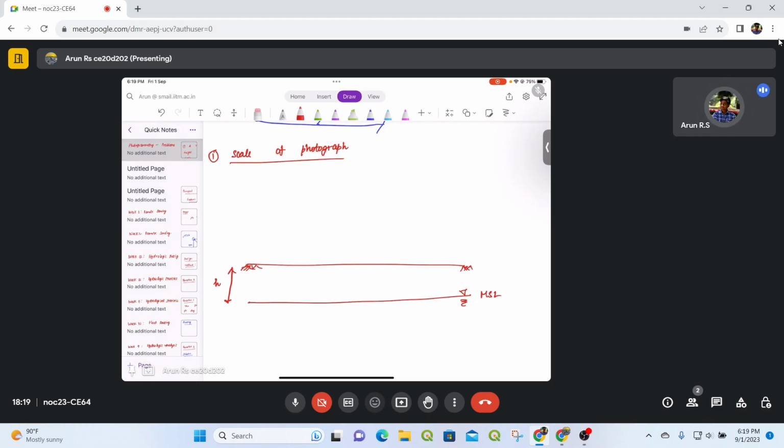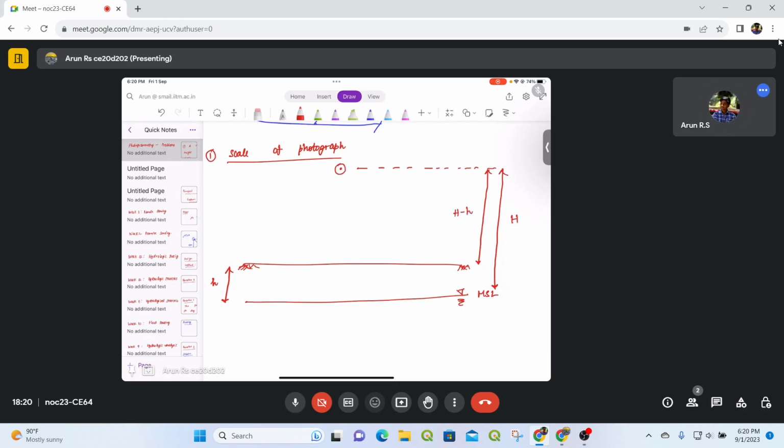And let's say our imaging system is at a height capital H above the ground surface, above the mean sea level. So this is our height at which the image is being captured. So the difference from the ground level to the imaging system will be capital H minus small h. And we know that our positive plate is at distance small f from the image optical center. So this is your optical center and this is your small f.